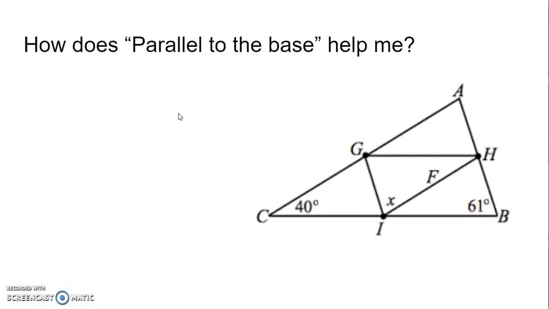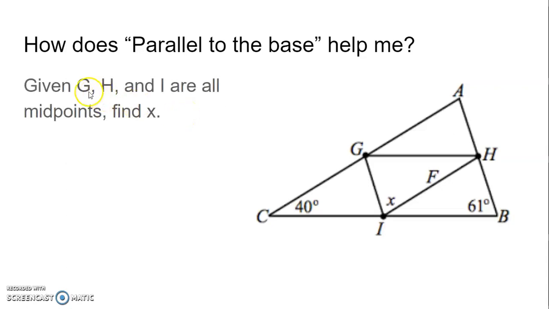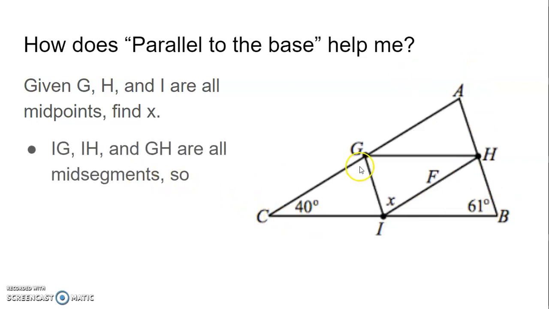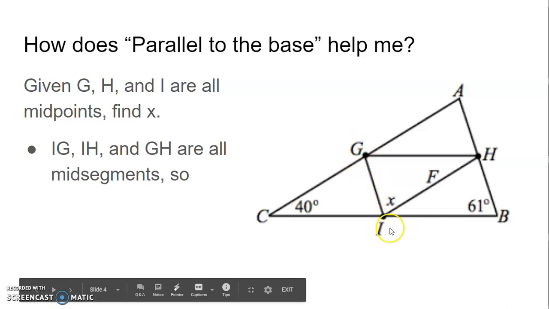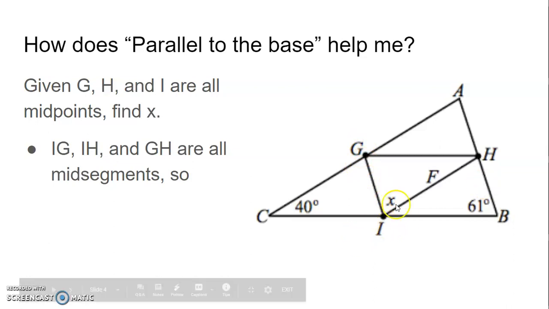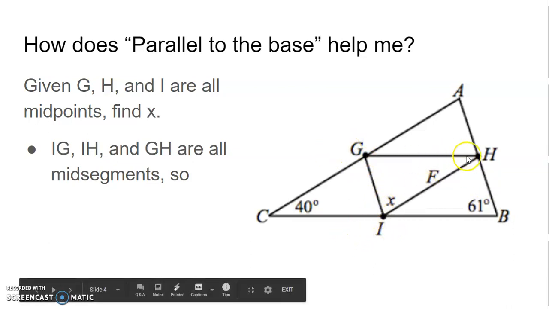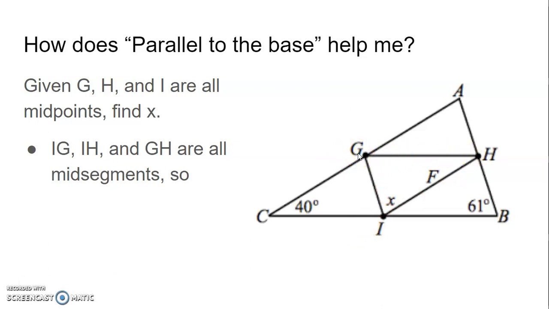Now, how does being parallel to the base help me? Let's look at this situation for a moment. First, I recognize that G, H, and I are all midpoints of triangle ABC. Therefore, I recognize that IG, IH, and GH are all midsegments.